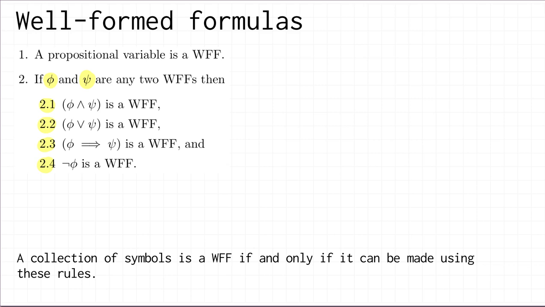The idea is that a collection of symbols is a well-formed formula if and only if you can make it using these rules. So if you can make something using these rules, it's a well-formed formula. And if something is a well-formed formula, then you must be able to make it using these rules. So let's look at an example of a well-formed formula. Let's just take some propositional variables first of all. We'll let P and Q be propositional variables.